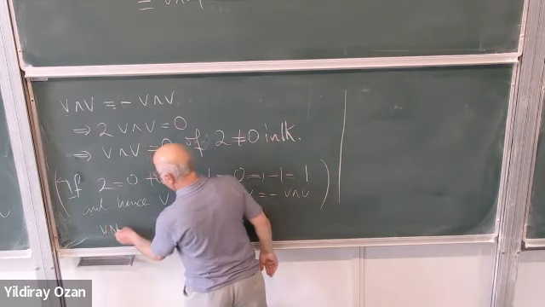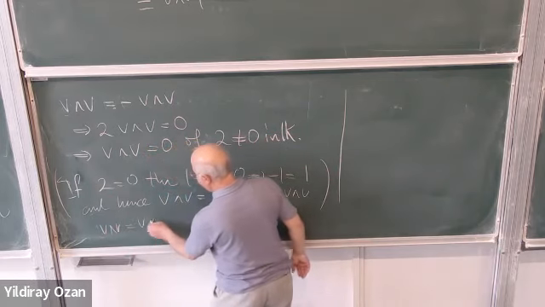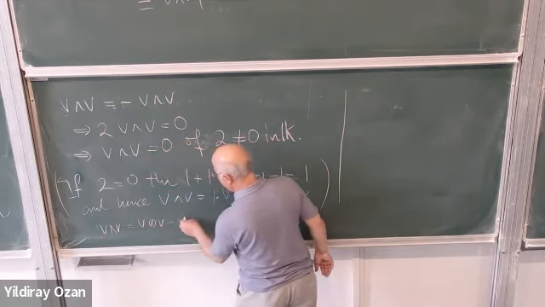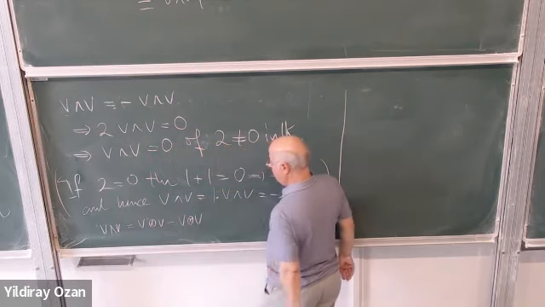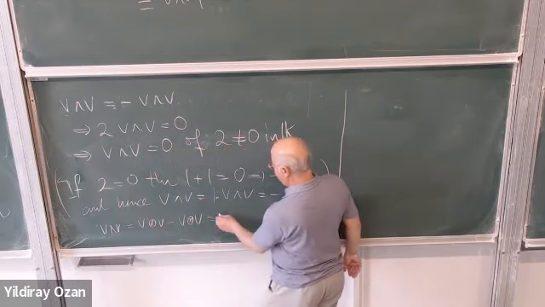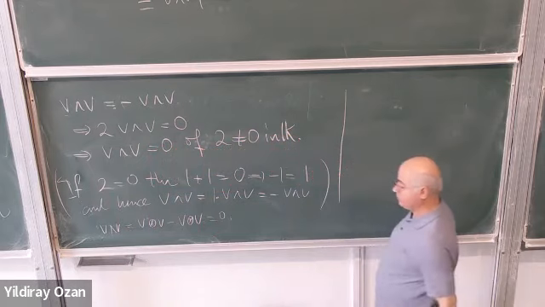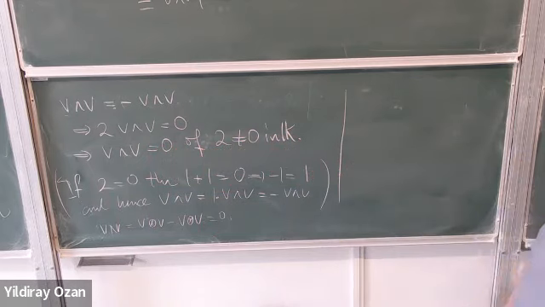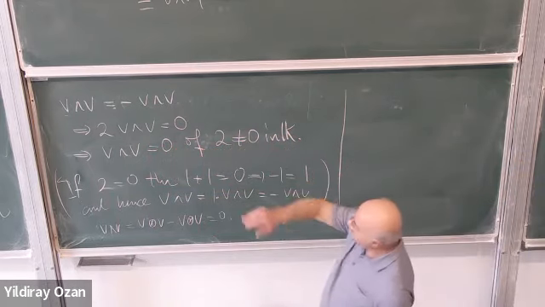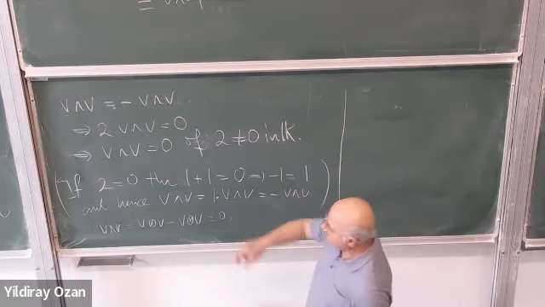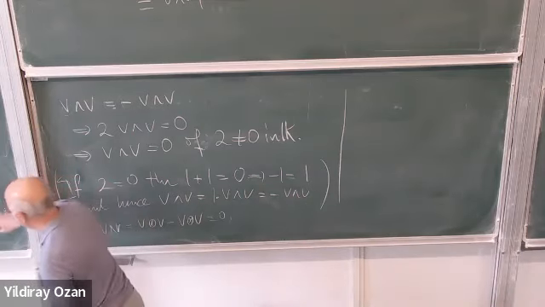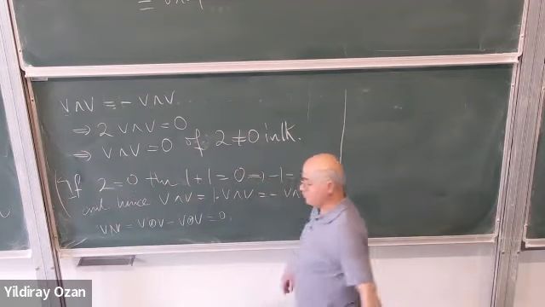v∧v is zero from the first definition. This is v∧v minus v∧v. Therefore, this is zero from the first definition. But from the axiomatic definition, I don't see why it is zero.